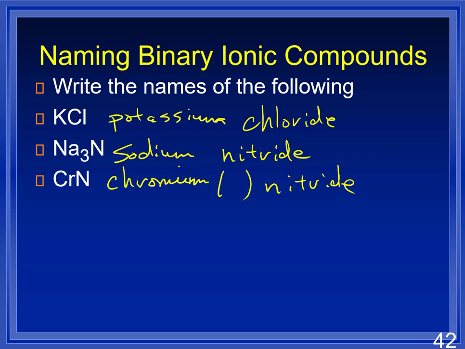Let's figure out the Roman numeral. I know nitrogen is a 3 minus ion. There's only one of them. So what does the charge on Cr have to be for the total to equal 0? It's got to be 3 plus, and that's what goes in there as my Roman numeral. So it's chromium 3 nitride. Make sense?